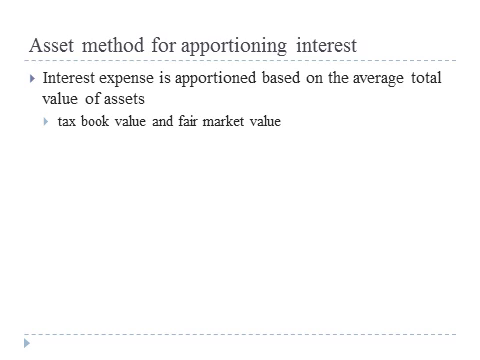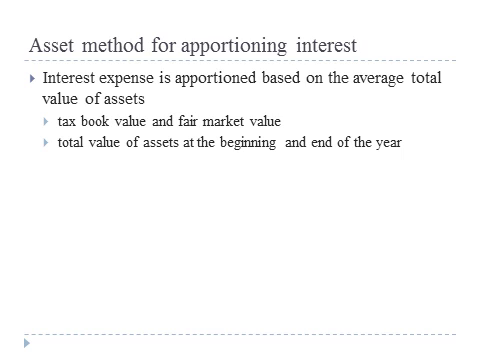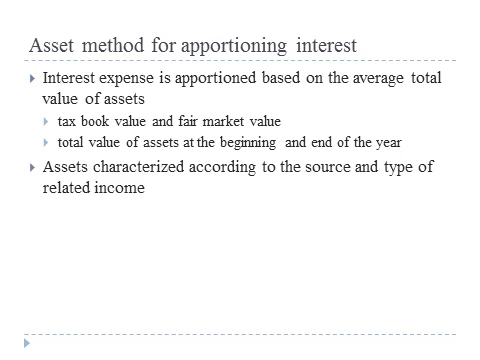There are two methods of apportionment based on assets: tax book value and fair market value. The annual average of asset values within each statutory grouping and the residual grouping is computed for the year on the basis of total value of assets in such categories at the beginning and end of the year. Assets generally are characterized according to the source and type of income that they generate, have generated, or may be reasonably expected to generate.